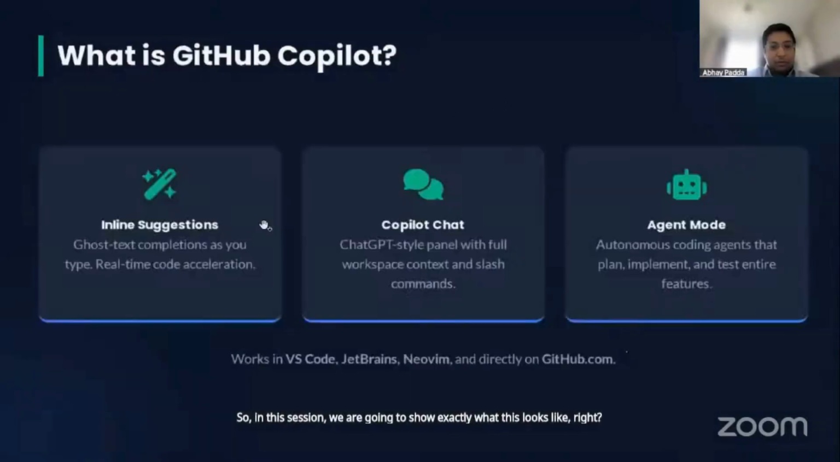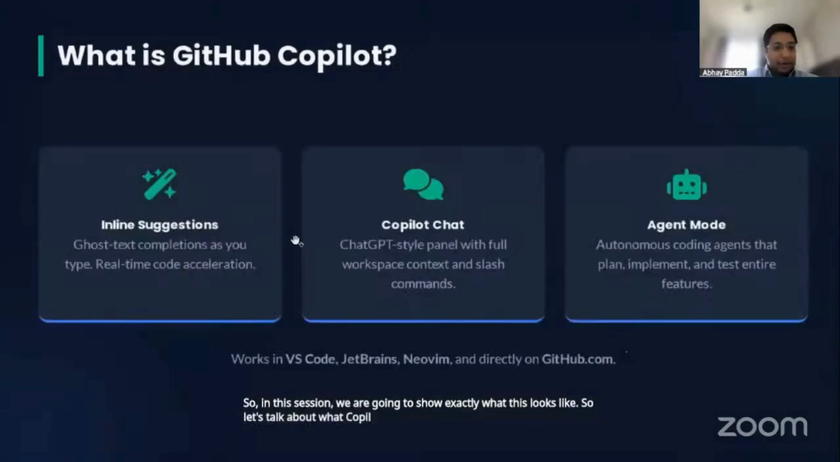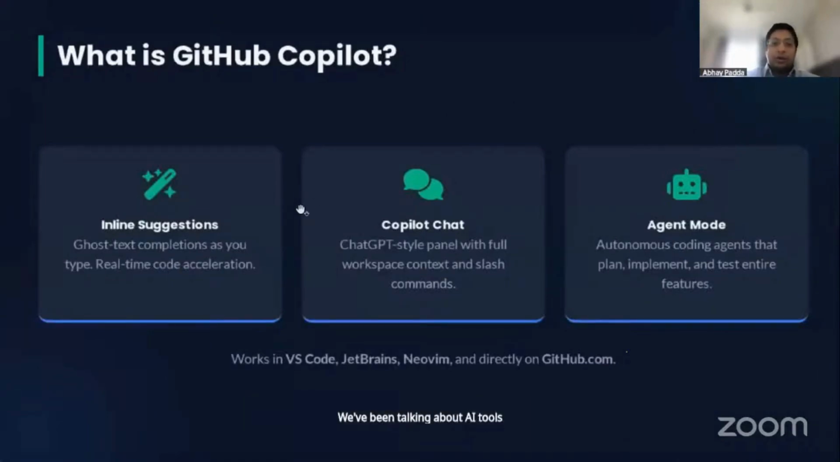Let's talk about what Copilot is, right? We've been talking about AI tools all this while. We are focusing today on GitHub Copilot specifically. So GitHub Copilot is an AI pair programmer which is built by GitHub. It lives essentially inside your editor and watches what you're writing to suggest what comes next, right?